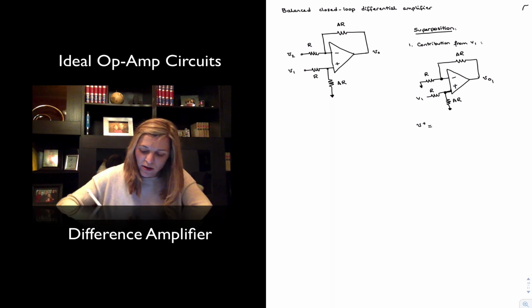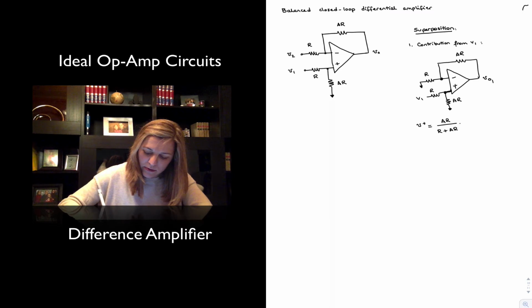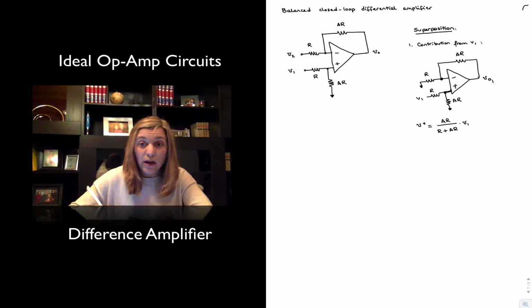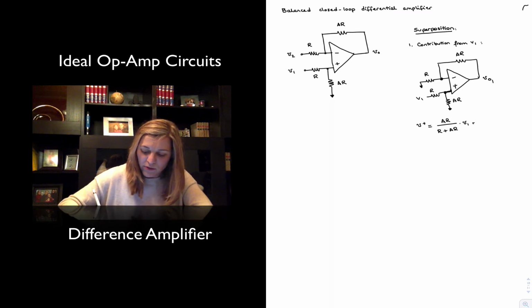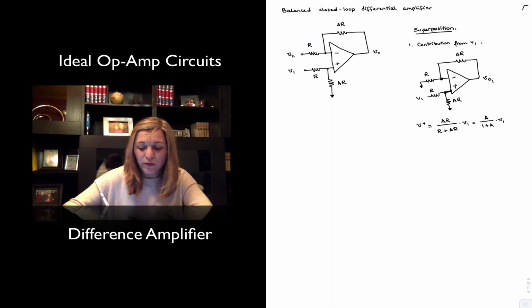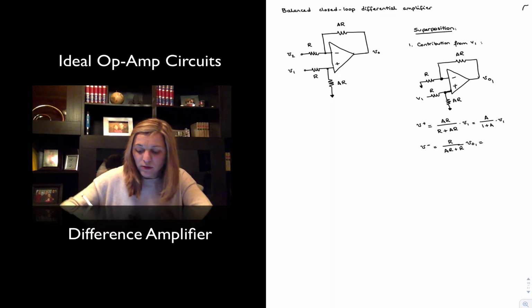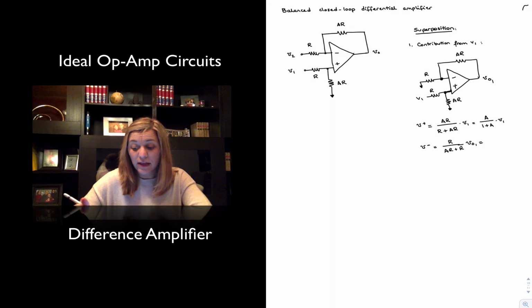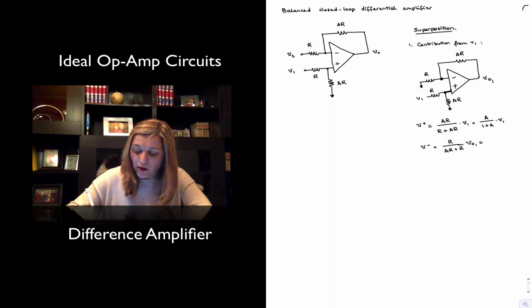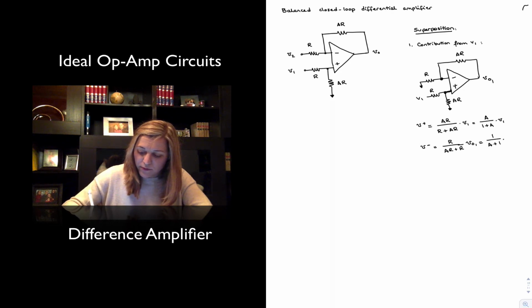And so by the voltage divider equation, V plus is going to be equal to A R divided by R plus A R times V1. And if I factor out all the R's and cancel them in the numerator and denominator, I am left with A divided by 1 plus A times V1. Likewise, on the other input terminal, I also have a voltage divider where the voltage Vout1 is divided between resistors A R and R. And so the voltage at the negative input terminal, V minus, will then be equal to R divided by A R plus R times Vout1. And again, dividing numerator and denominator by R, I'm left with 1 divided by A plus 1 times Vout1.